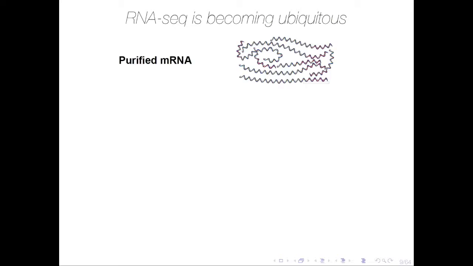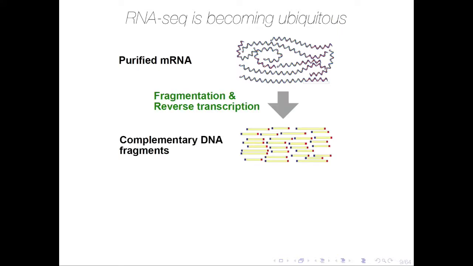RNA sequencing starts out with purified messenger RNA molecules. These are then fragmented into shorter segments and reverse transcribed, which creates a DNA copy of the original RNA molecules. The reason we do this is that these, what are known as cDNA or complementary DNA fragments, are something that we can put through a next-generation sequencer. DNA is the thing that we're currently really good at sequencing, and we're not very good at sequencing RNA.